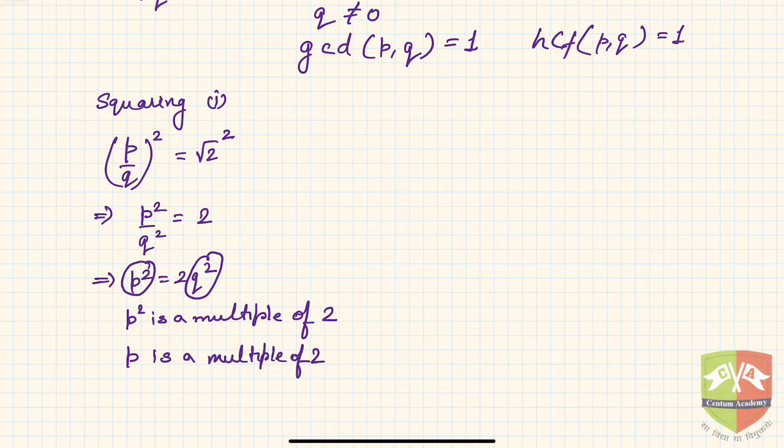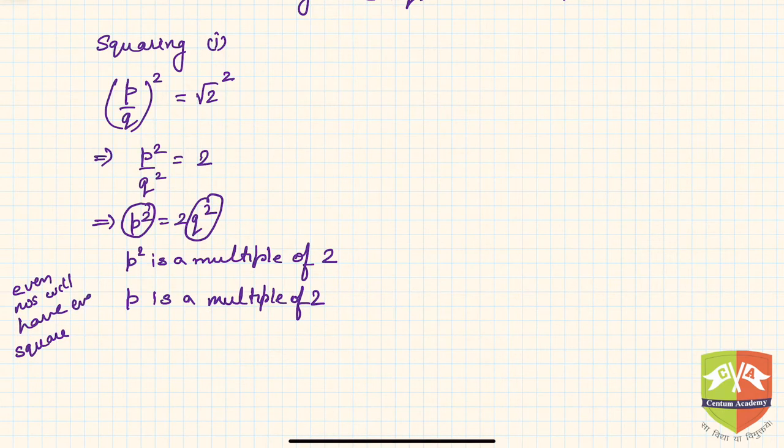Meaning, if there is a perfect square which is a multiple of 2, let us say 36 is a multiple of 2, so the square root of 36 is 6, so 6 also is a multiple of 2. 64 is a multiple of 2, so the square root of 64, 8, is also a multiple of 2, isn't it? So basically any even number, let us say 8, if you square it, you'll get 64, which is also an even number.